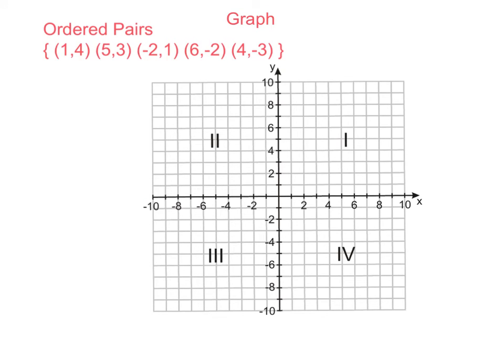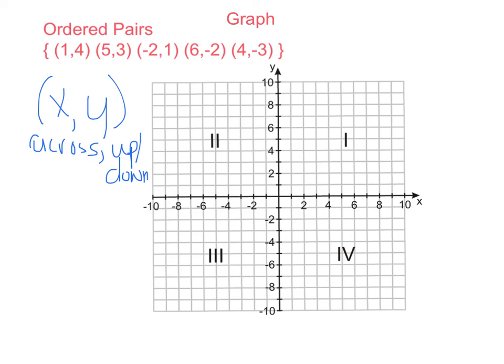And the last thing we're going to do with our relation is just to graph each ordered pair. Remember, the ordered pair is x, y. So you go across first, then up or down. Okay? So the first ordered pair would be 1, 4. So that's over 1, up 4. We're just plotting the points of these, so at the end we should have 5 points on our graph. So the second point is over 5, up 3. Positive, positive.